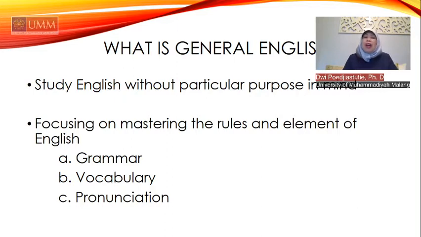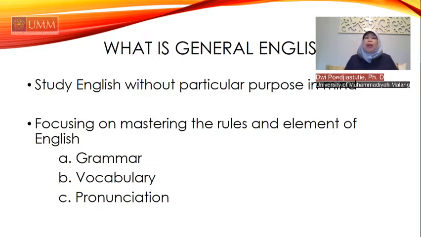And therefore, when you study English for general purposes, if you still remember when you were in junior and senior high school, usually general English focuses on grammar, vocabulary, and pronunciation. So this is the knowledge of the language. You do not use the language, but you still want to know the knowledge. Grammar is the knowledge of English. Vocabulary is the knowledge of English. And also how to pronounce words is also the knowledge of English.